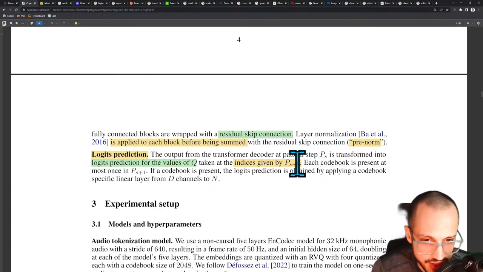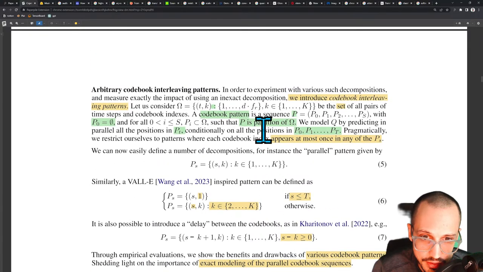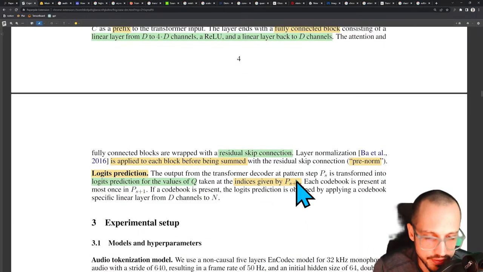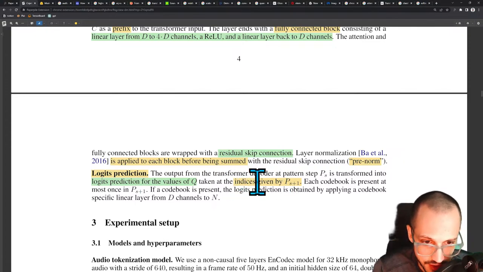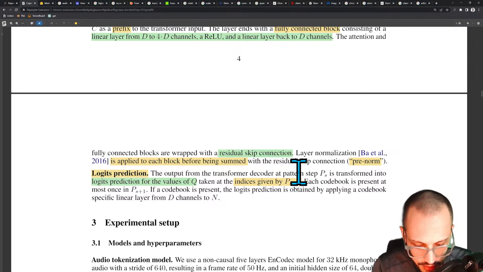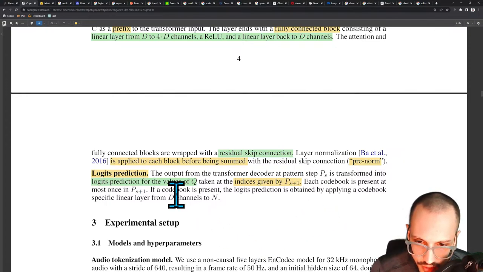So this partition P, basically the whole point of that is seemingly to limit the codebook into a smaller set. That's what I'm guessing, the whole point of this pattern subset partition is so that the logit predictions for the values of Q is way less. It's way fewer numbers. The dimensionality of that is smaller because this partition is going to be smaller than the full size of the codebook. Each codebook is present at most once in PS plus 1. So this codebook pattern is a mash of subsets of all codebooks in one thing. If a codebook is present, the logit prediction is applied by applying a codebook-specific linear layer from D channels to N.